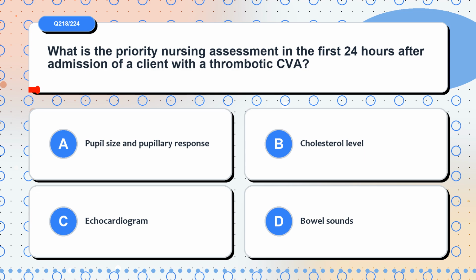Question 218. What is the priority nursing assessment in the first 24 hours after admission of a client with a thrombotic CVA? Here are the options. Option A, pupil size and pupillary response. Option B, cholesterol level. Option C, echocardiogram. Option D, bowel sounds.